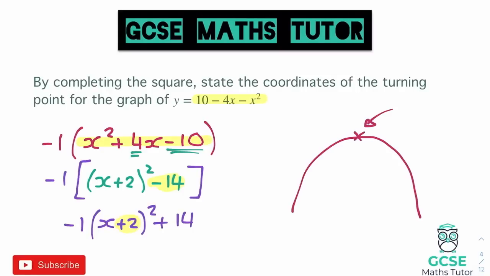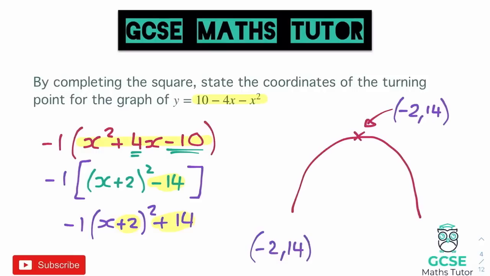So negative 2, and let's put it up by a diagram, negative 2 would be the x coordinate, and the y coordinate is just that number at the end, which is positive 14. So it's negative 2, 14, and that right there is the coordinate of our turning point or maximum point for this particular graph. So there we go, that's what we're going to find. Obviously our final answer for this, the turning point, is minus 2, 14.